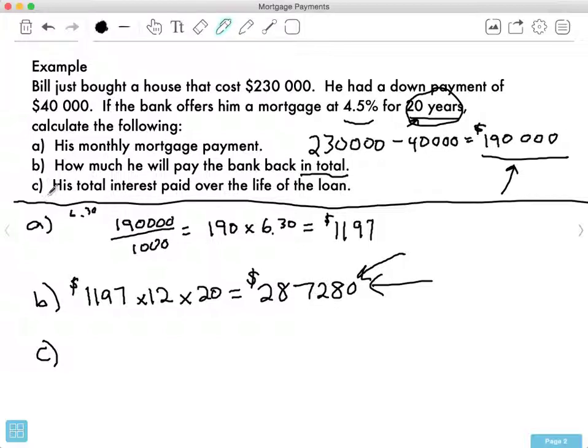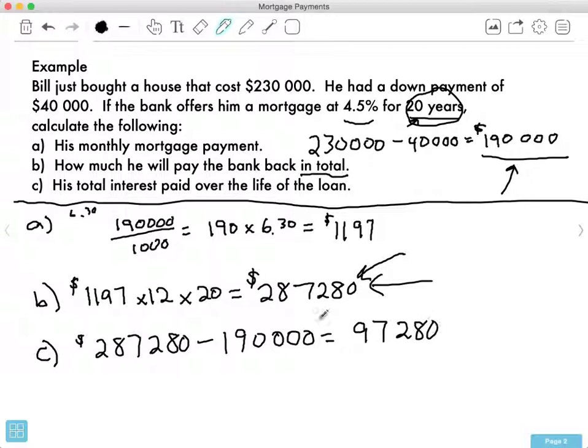The question C says to calculate his total interest paid over the life of the loan, talking about the whole 20 years. So that's a fairly straightforward calculation. If I take what he ended up paying back in total, and I subtract what he originally borrowed, because he had to pay that back. If he paid back $190,000 exactly, he would have paid no interest, right? He paid back more, so the extra is interest. So if I take away what he borrowed, what I end up getting is $97,280. That is the interest he pays.